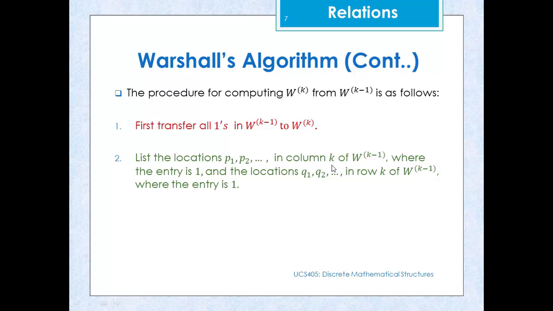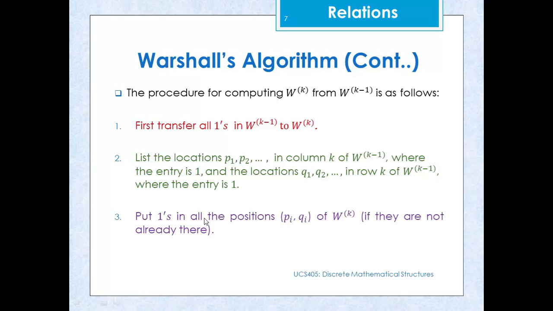For example, if we have 3 elements in the set on which relation R is defined, for which we have to find the transitive closure, the number of iterations we have to do is 3, from 1 up to 3. At the kth iteration, we consider the kth column and find the locations in Wk minus 1 where the entry is 1. Similarly, for the kth row, we find the locations in Wk minus 1 where the entry is 1. Now, we put 1 in all these positions (Pi, Qi) in Wk if 1 is not there already.